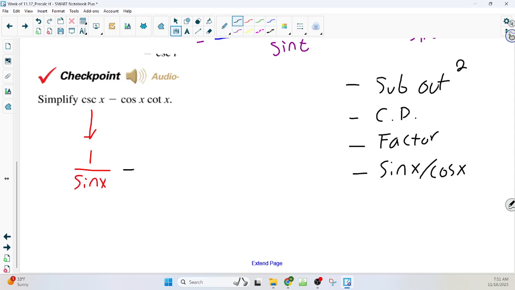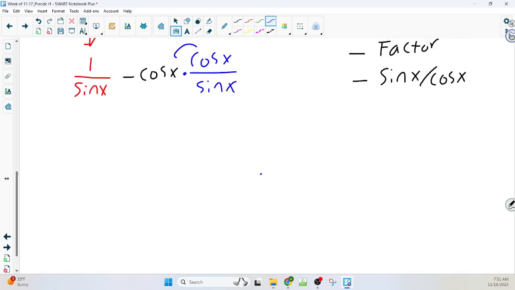Cosine can stay, so I'm going to leave him alone. He's good. But cotangent actually has to be, so times cosine of x over sine of x. Okay. Now, if you take the cosines and multiply them together, for this checkpoint, you will have the following.